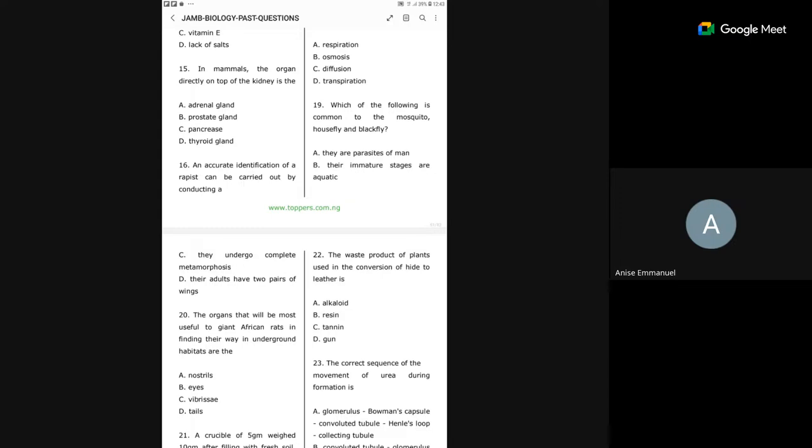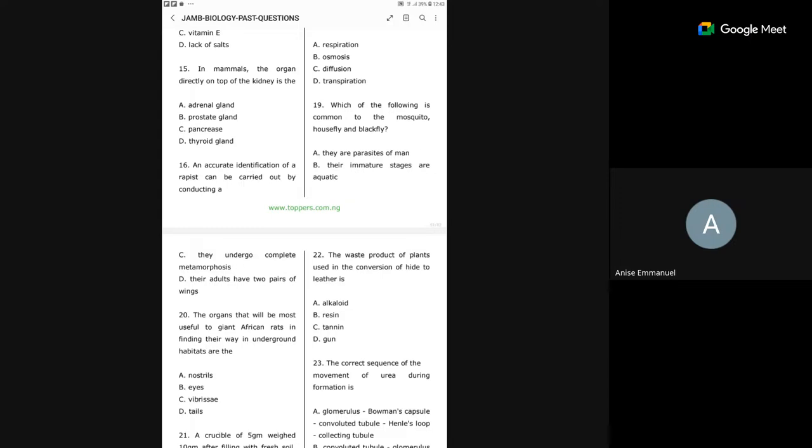So what is that thing that is common to the three of them? Are they parasites of man? Mosquito is not a parasite of man. And so it is with the other two. Their immature stages are aquatic. They undergo complete metamorphosis. Their adults have two pairs of wings. The answer to this question is option C. The three of them undergo complete metamorphosis.